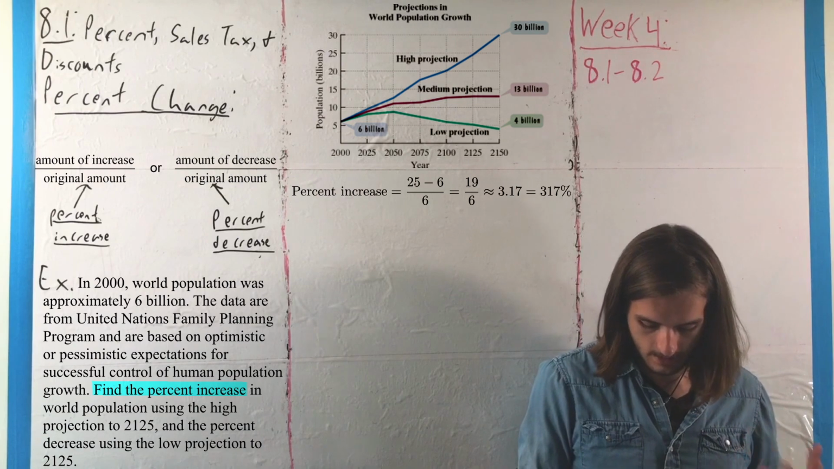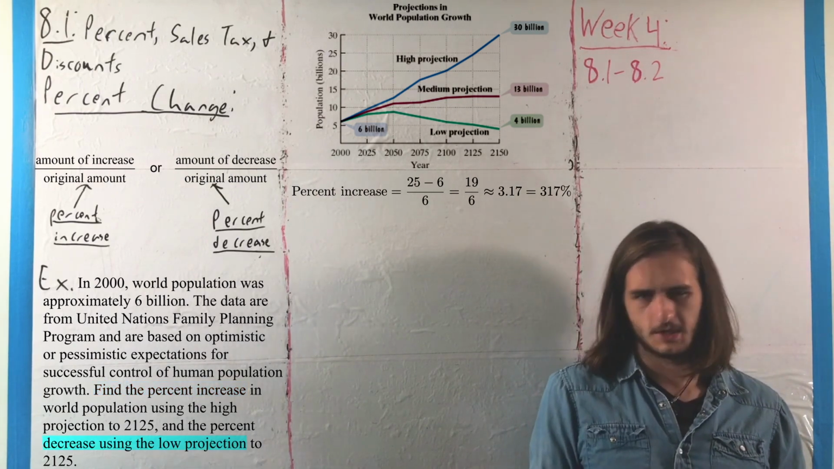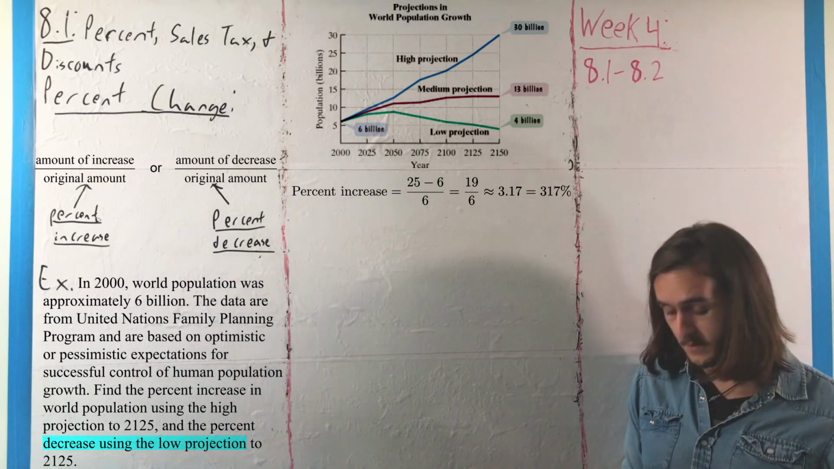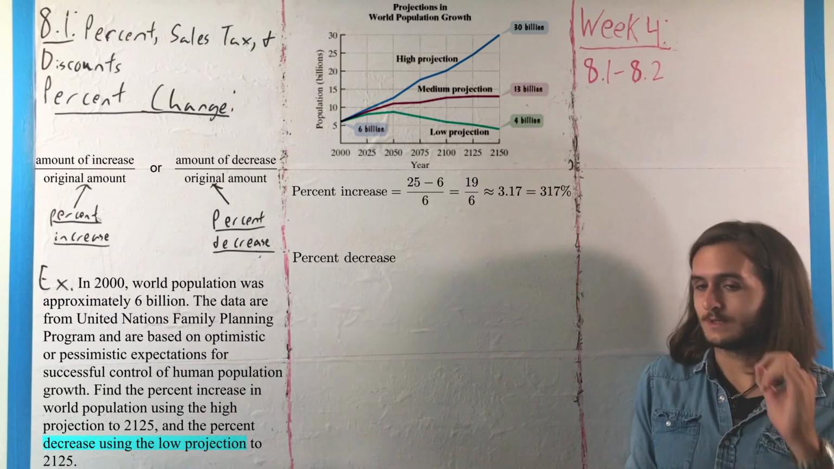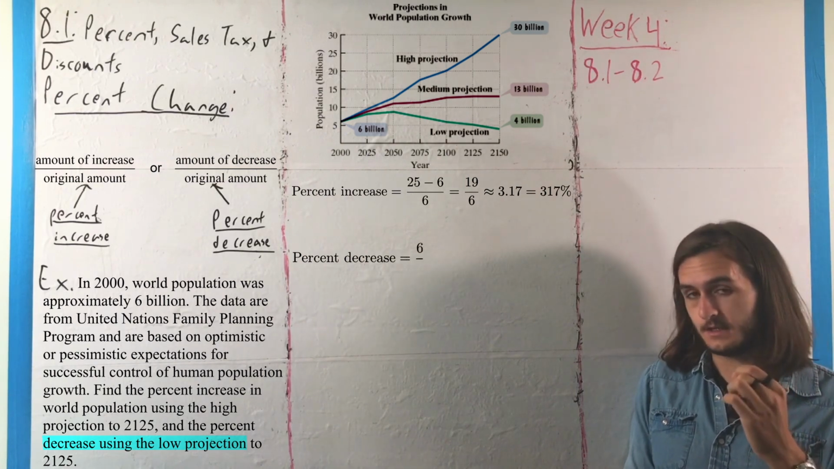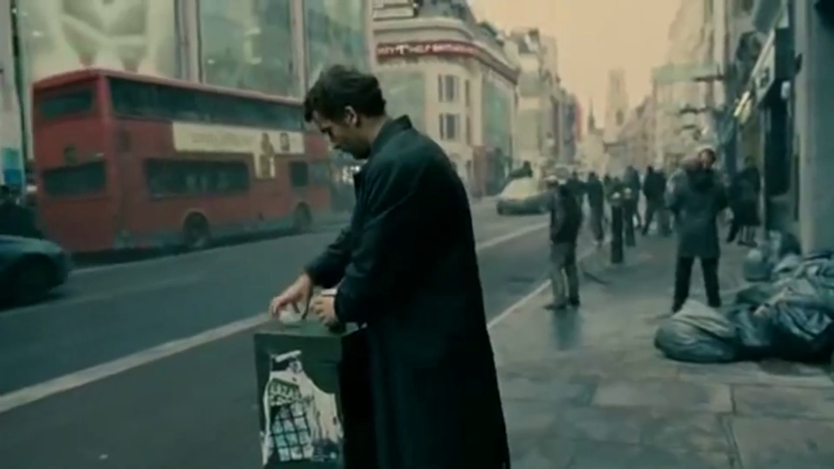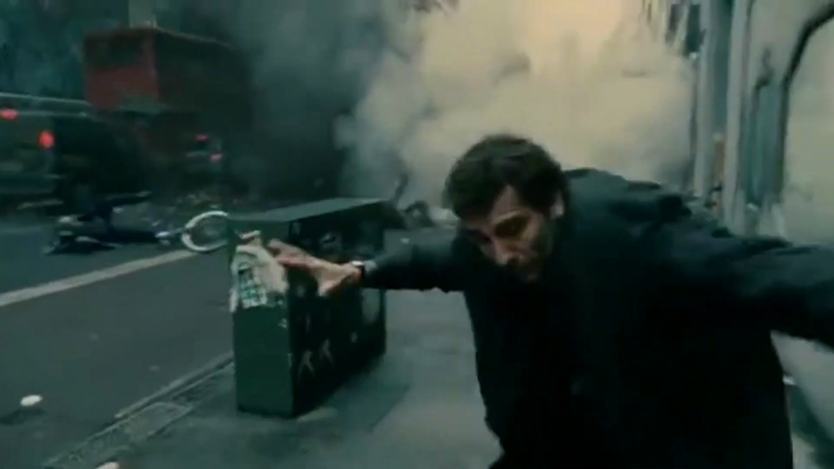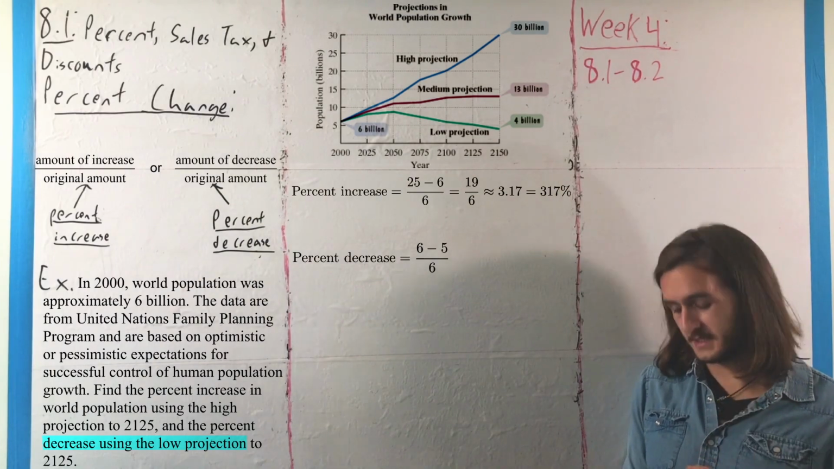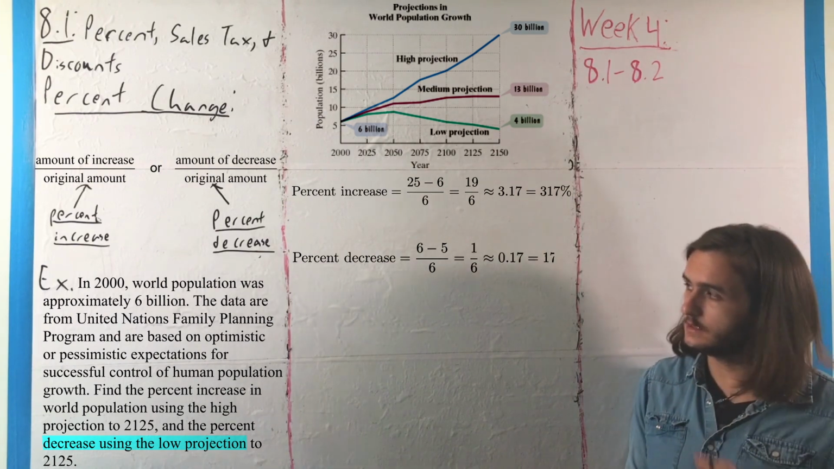Similarly, for the low projection, for the pessimistic projection, I guess optimistic, pessimistic, different things for this context. But anyway, for that, we're expecting the population to go down to 5 billion. So we'd have 6 billion minus 5 billion with a B. If it went down to 5 million, oh boy, something went wrong. But we'd have 6 minus 5 over 6, which is 1/6, or about 0.17, which can be expressed as 17%.